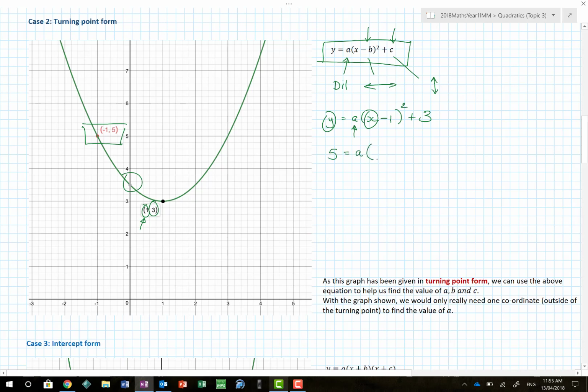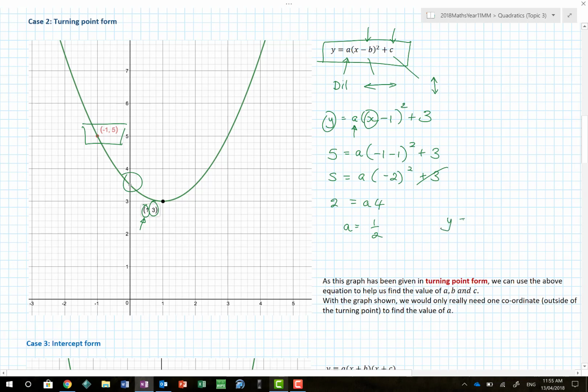So I would now say, well, y is equal to 5 is equal to a. We don't know it. x is minus 1 squared plus 3. 5 is equal to a, that's minus 2 squared plus 3. Take away 3 from both sides gives me 2 is equal to a times minus 2 squared, which is 4.